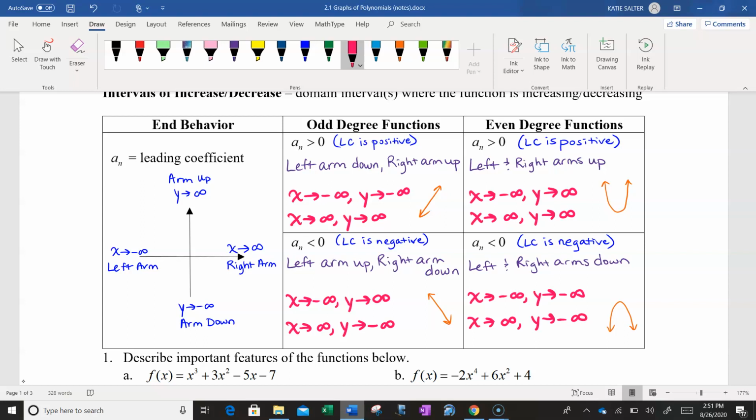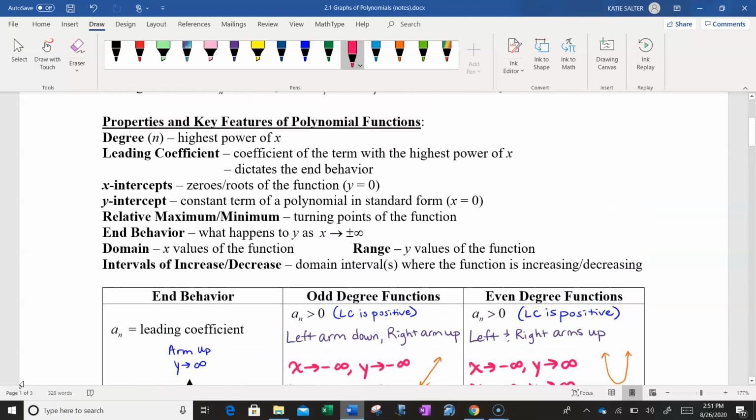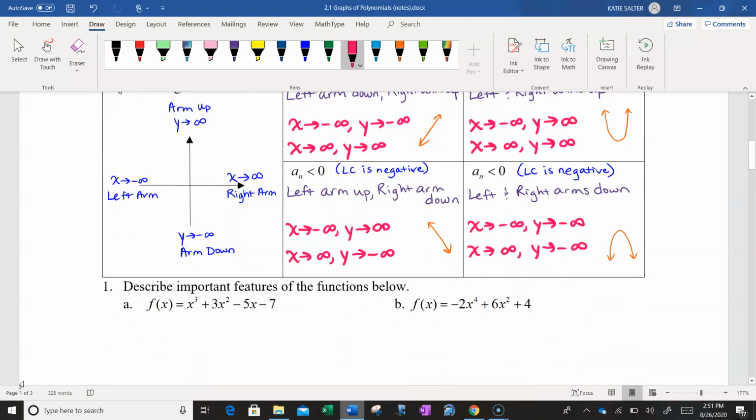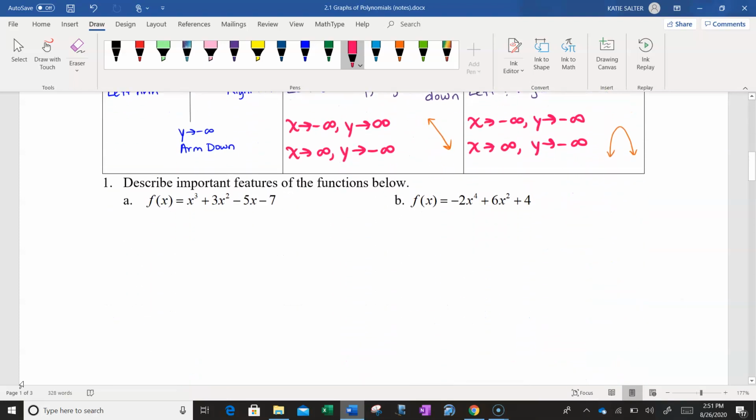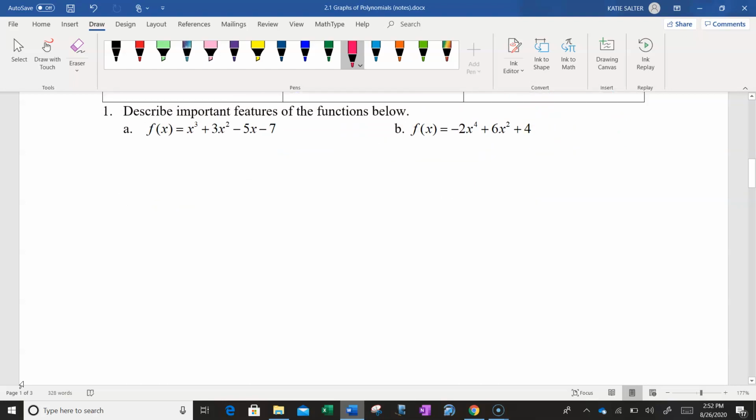All right, so what we're going to do first is describe important features of the functions below. We're going to go through all these things that we've listed up here, like what is the degree, what is the leading coefficient. We're going to try to list everything we can think of without the use of technology, and then we'll use our technology to find some other important features. You also have that pink checklist. You can use that. We might not be able to do everything on there, like discontinuities, but we can use that to make sure we are listing our important features.